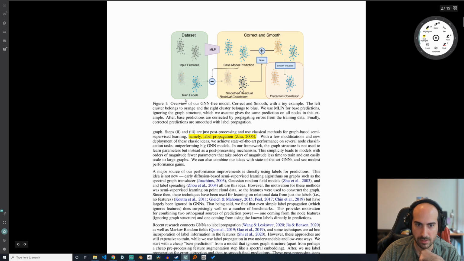Okay, so let's look at this. Overview of our GNN-free model: Correct and Smooth with the toy example. The left cluster belongs to orange and the right cluster belongs to blue. We use MLPs. Oh, I see. So you have these input features, and how does this work exactly? And why is this a bipartite graph exactly?